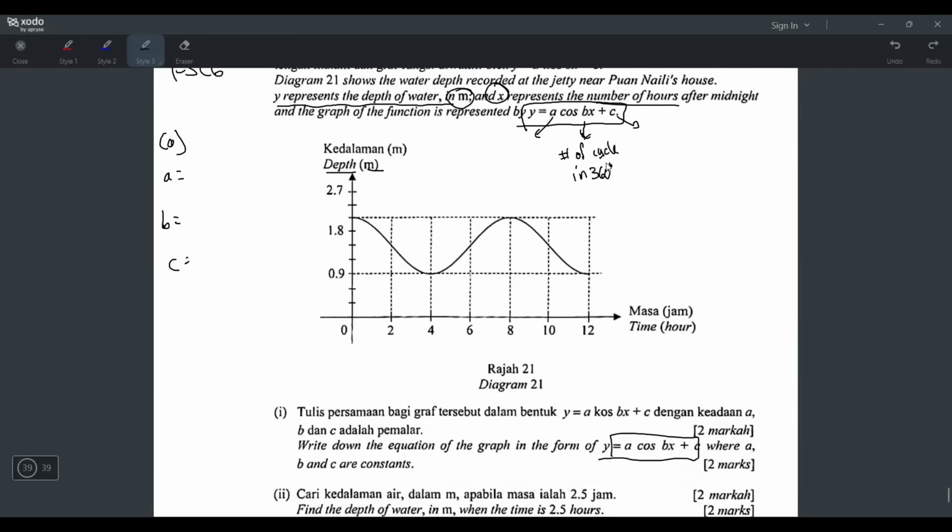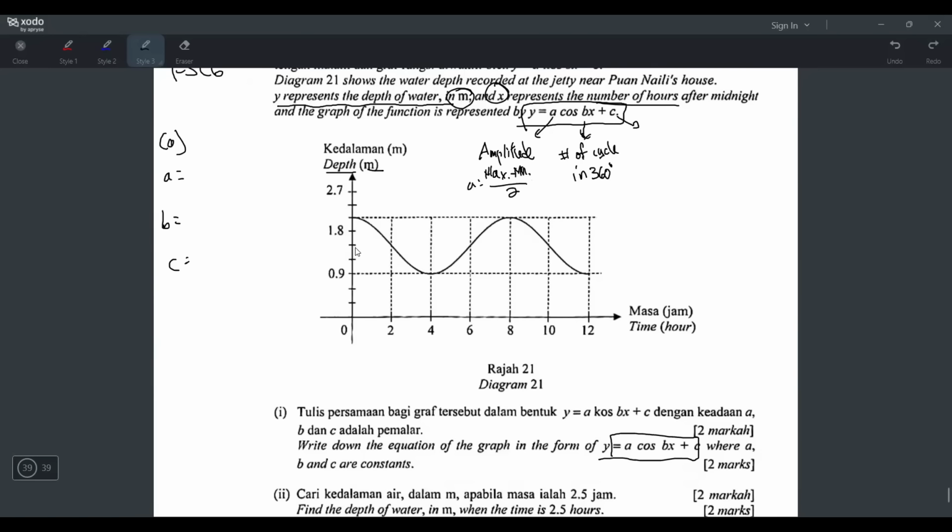In other words, how many cos graph you have to draw in 360. Okay, like this is considered one cos graph. Okay, so for the b we have to write how many cos graph in 360. And then for a we have to write the amplitude. Okay, and there is a formula to find amplitude. You just take the maximum minus minimum divide by 2.